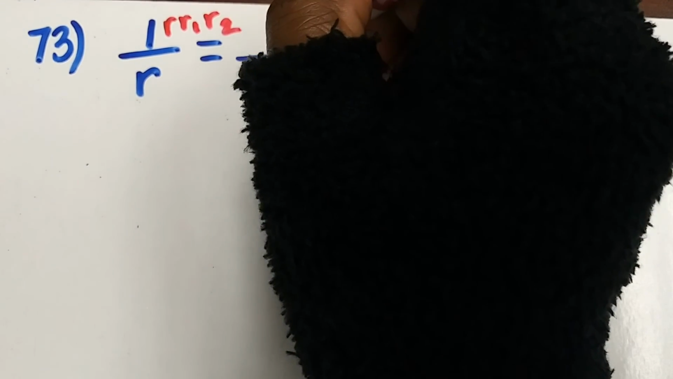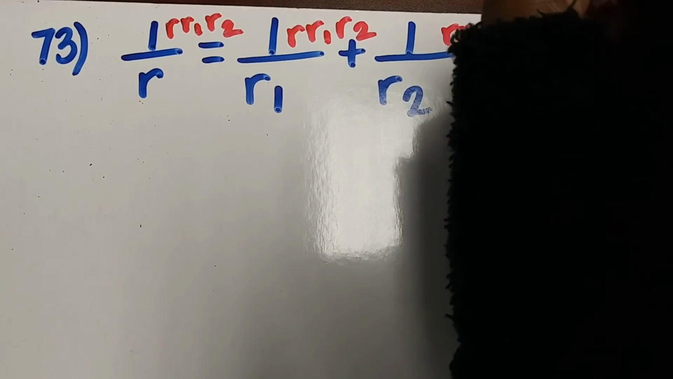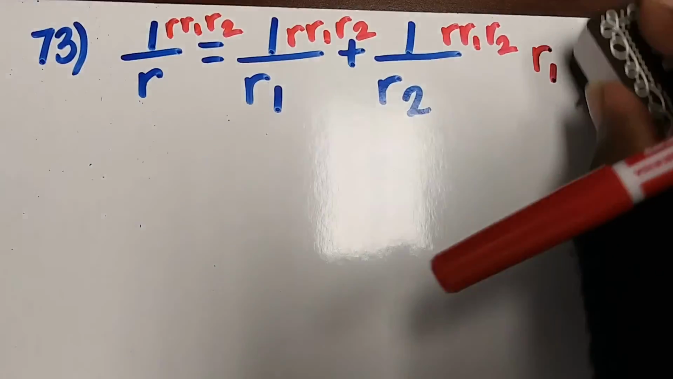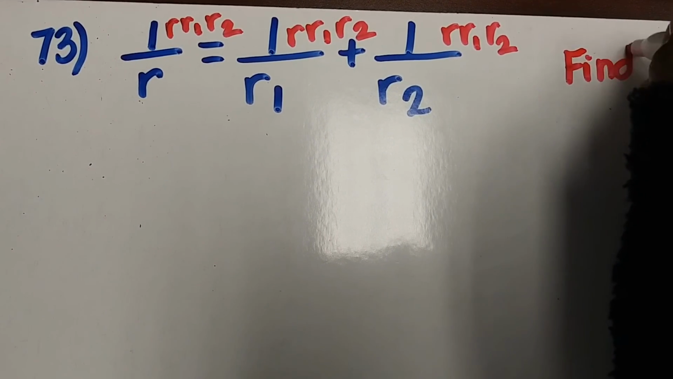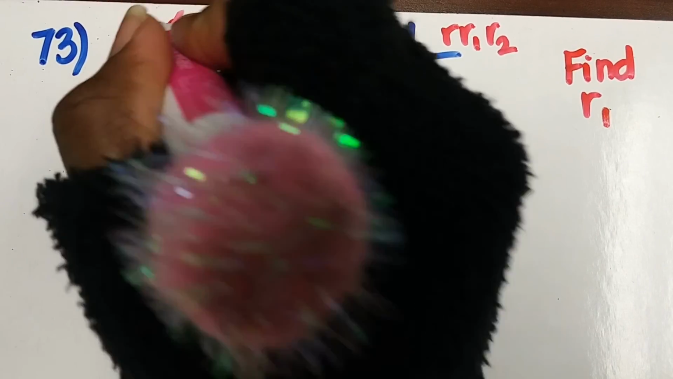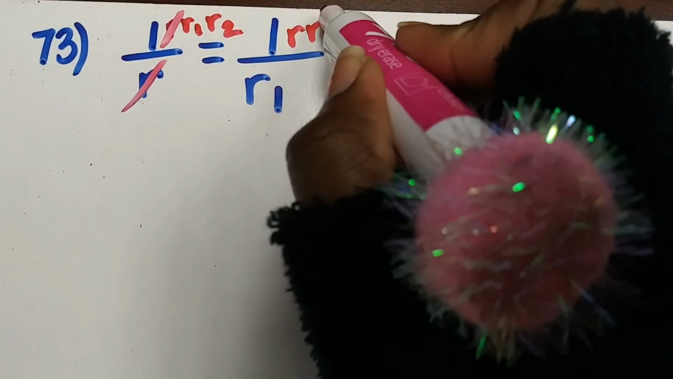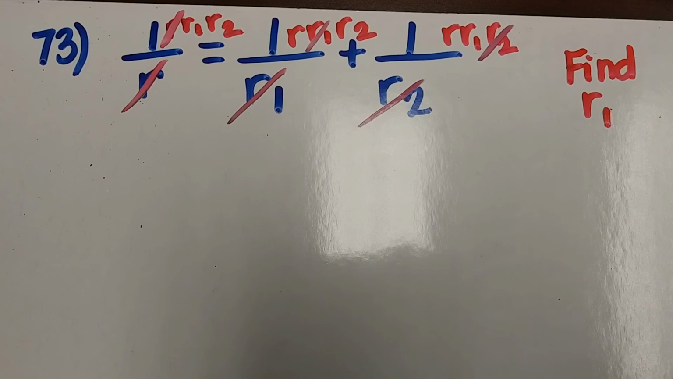Do it again. Do it a third time. Okay. Our goal is to find R1. Now, cancel out like you've been doing. Just the regular R cancels. The R1 goes away. R2 goes away. Write down what is remaining.